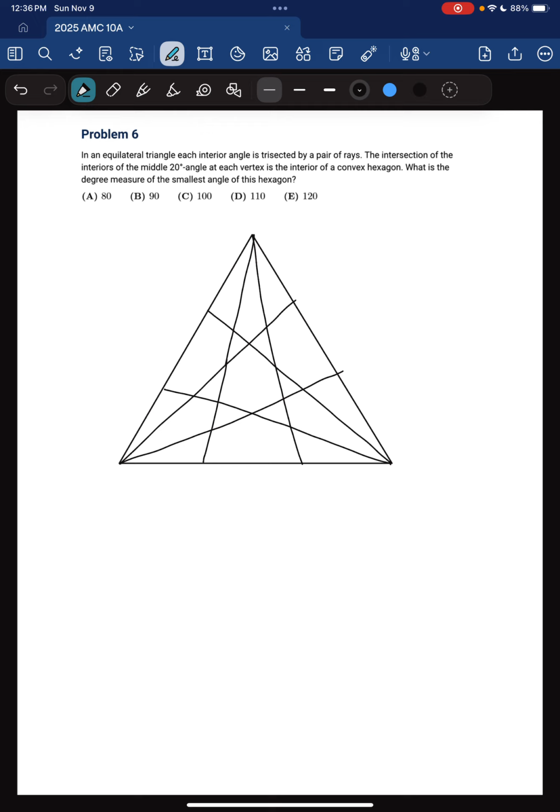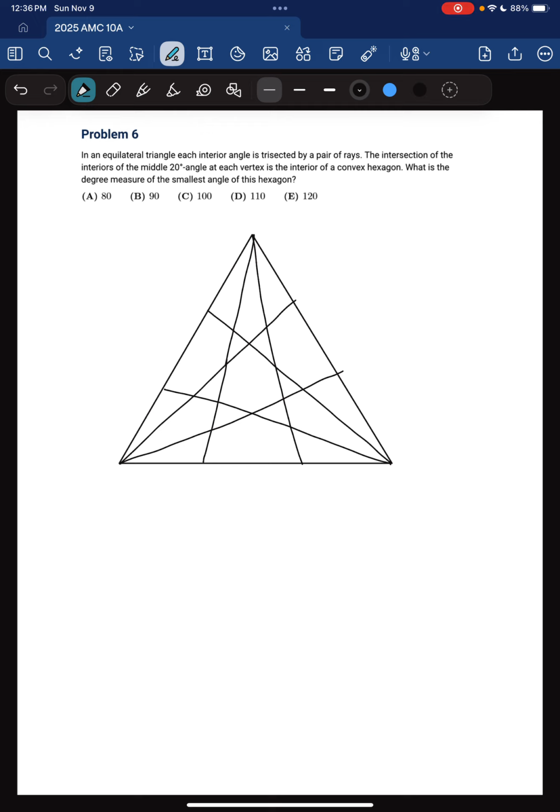So, problem 6. In an equilateral triangle, each interior angle is trisected by a pair of rays. The intersection of the interiors with the middle 20-degree angle at each vertex is the interior of a convex hexagon. What is the degree measure of the smallest angle of this hexagon?